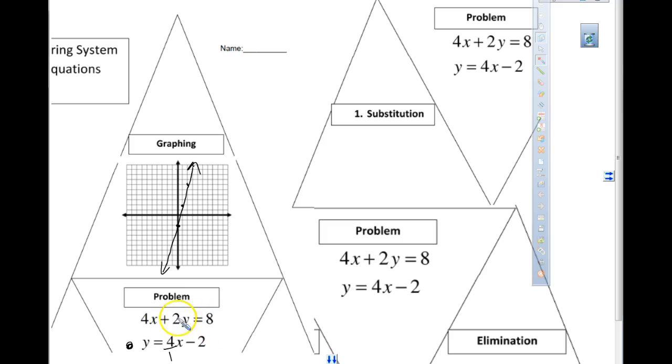However, the next one, this one was not y equals, so you had to do a little bit of work. But it's the same that you've always done. It's going to be equal to y. So you subtract the 4x and divide it by the 2.